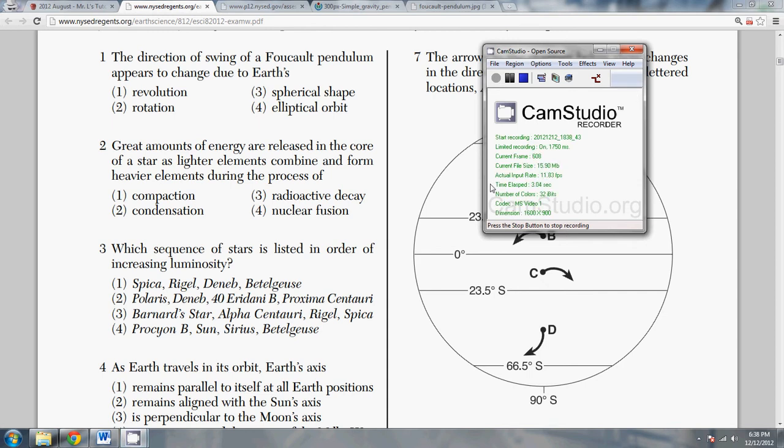All right, here we go. August 2012 Regents, question number 1. The direction of the swing of a Foucault pendulum appears to change due to Earth's.